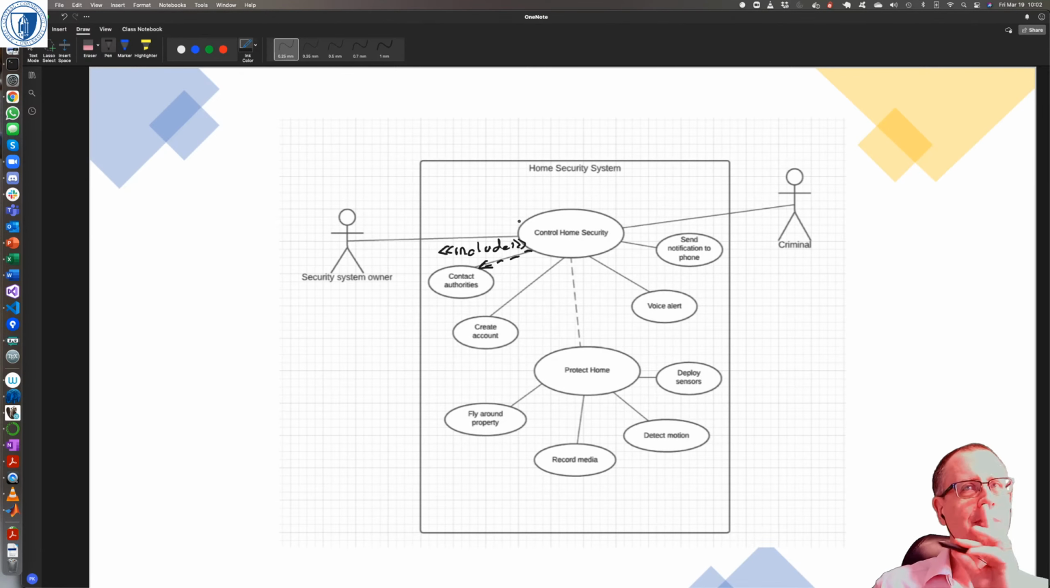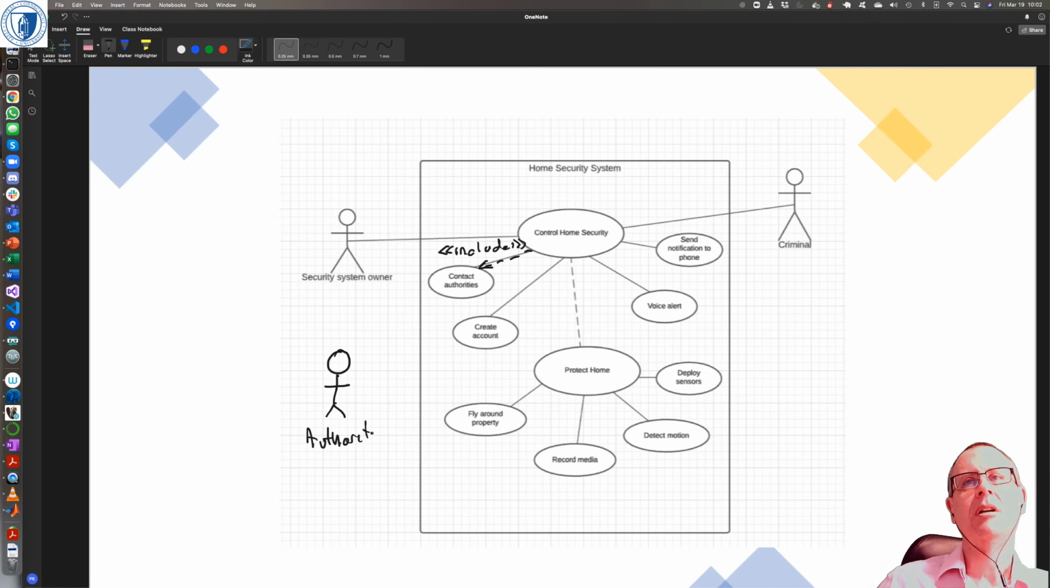The thing I'm worried about though with the contact authorities is it's telling me that there's a missing actor, right? There needs to be an actor for authorities, right? And they need to talk to that use case, right? That's one thing that is telling me.